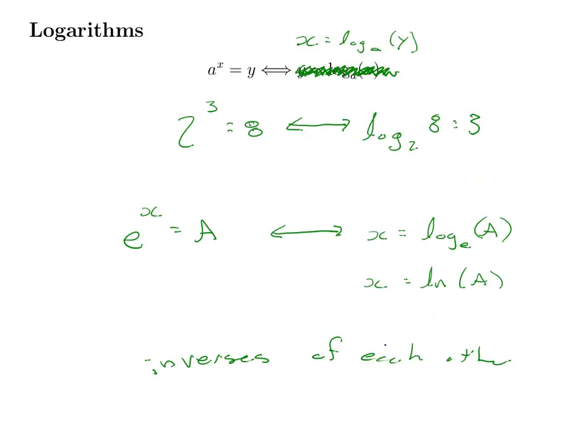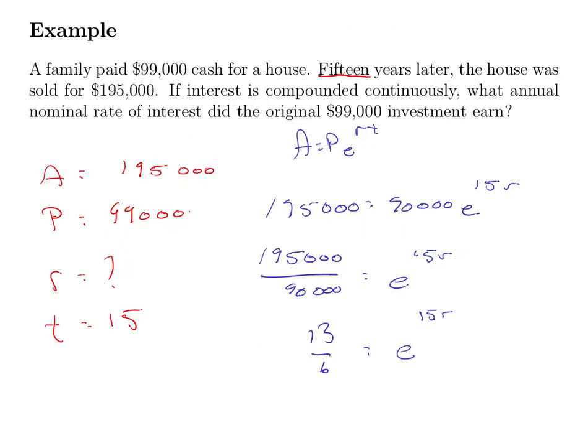Now, notice we've got it set up like this, where we have a variable in the exponent, and we've got it equal to something. It's a little bit different because our variable has some other stuff. But what this means is that we can use logs. So what we can do is say, all right, 15r equals the natural log of 13 over 6. And then we could say r is equal to the natural log of 13 over 6, over 15.